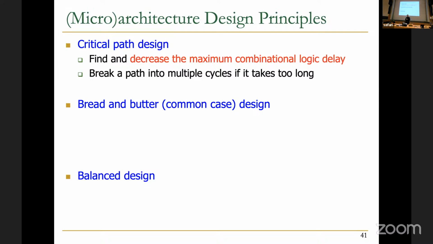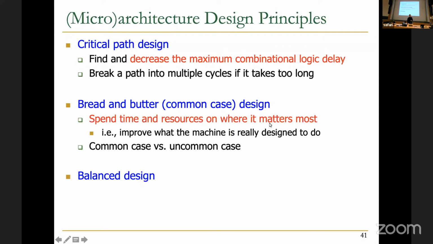Remember the performance equation. For that, you need to break a path into multiple cycles if it takes too long. Single cycle design by definition says this is not possible, right? We don't want to do this. So basically, it breaks the critical path design principle. It breaks the bread and butter or common case design principle.